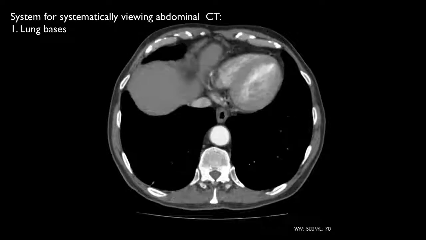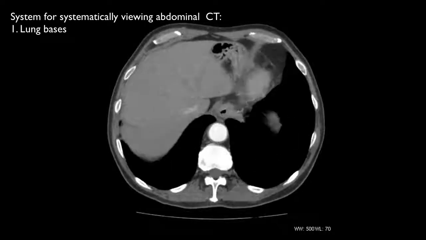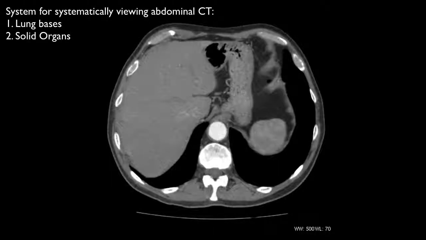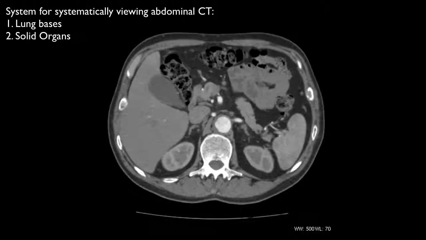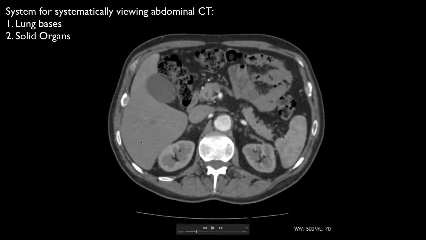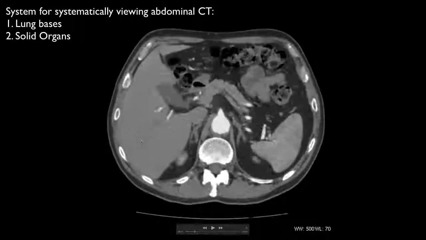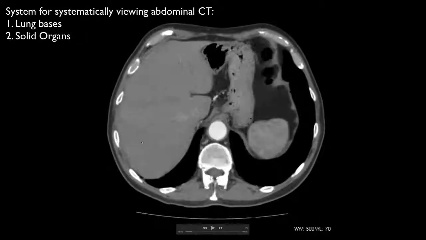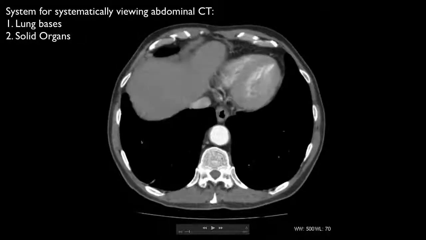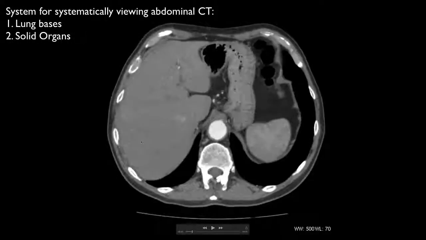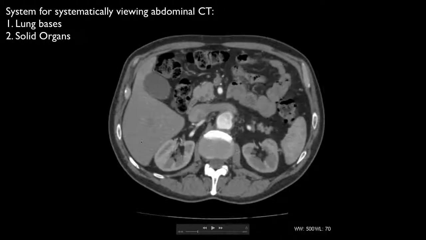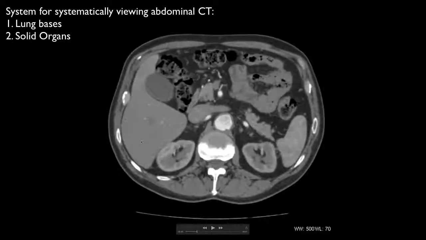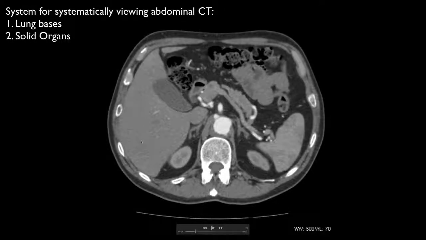Once I'm happy there's nothing major there, I then go through all the solid organs on the CT. So start by looking at the liver. This is the liver over here. I'll have a look at that with the normal abdominal windows, which we've got on at the moment. If it was a cancer staging scan, I'd probably also look at it with liver windows, a special window where any little focal bits in the liver will stand out a bit more.